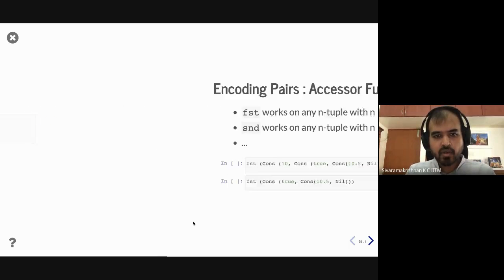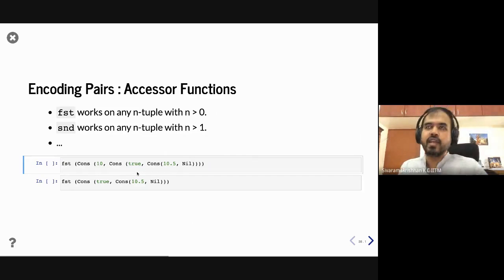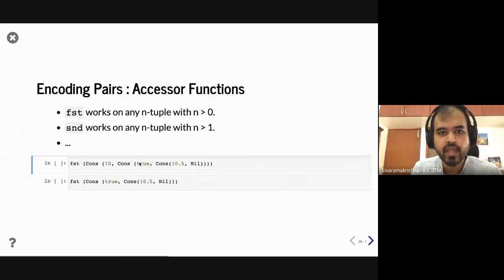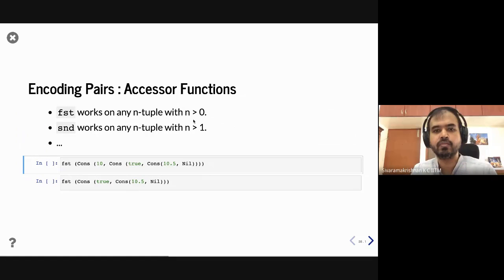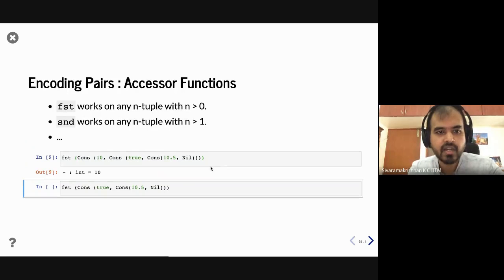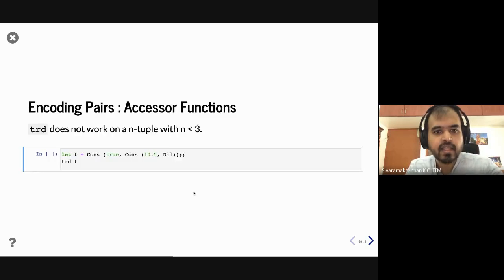Okay. So how does this work in practice? In practice, because we've said the type of first has to be at least one element, right? It can be applied on a heterogeneous list with at least one element. First can be applied on any n-tuple with n greater than 0. And similarly, second applies on any n-tuple with n greater than 1. So the length is greater than 1. So here is an example, right? I apply first on the original example that we had. So 10, true and 10.5. If you apply first on it, you get 10 out. Right? And I can also apply it on a list with two elements. This also works.